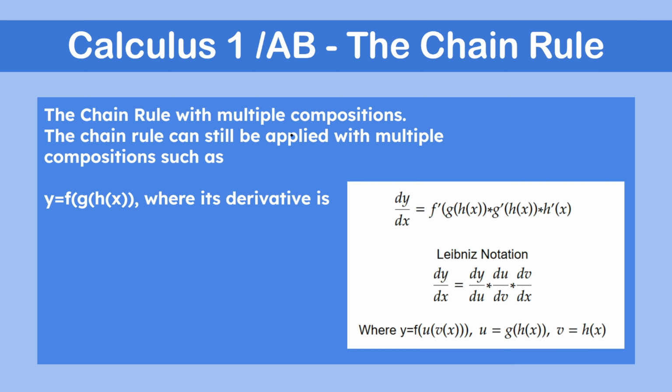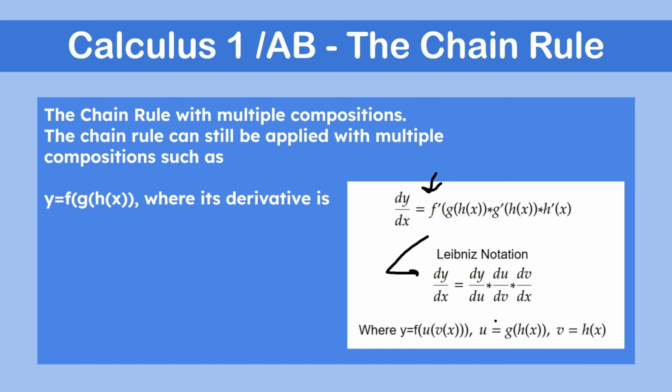Okay, so the chain rule can be done with multiple compositions. So let's say y is equal to f of g of h of x. The derivative could be f prime of g of h of x multiplied by g prime of h of x multiplied by h prime of x. Or in Leibniz notation, the derivative of y with respect to x is equal to the derivative of y with respect to u multiplied by the derivative of u with respect to v multiplied by the derivative of v with respect to x, where y is equal to f of u, u is equal to g of v, and v is equal to h of x.